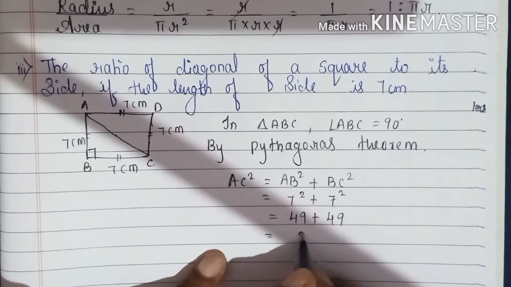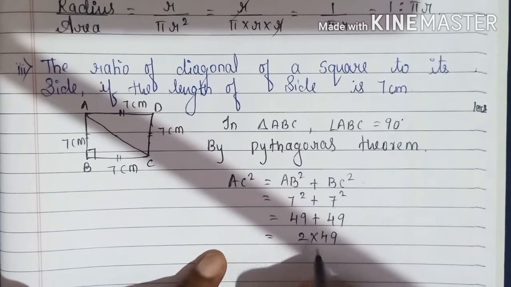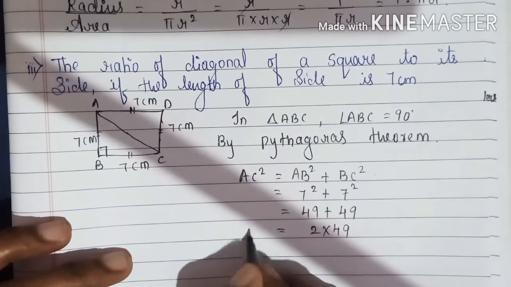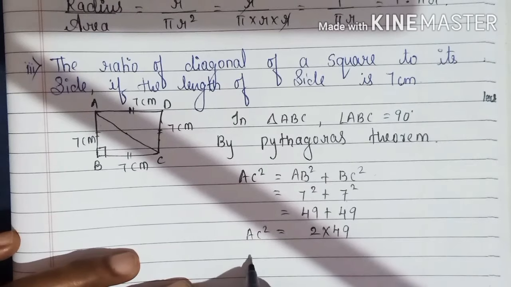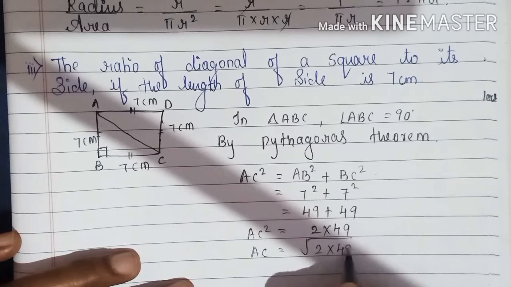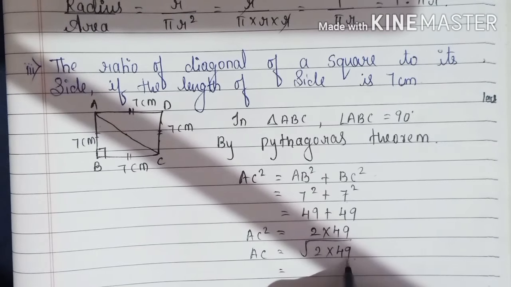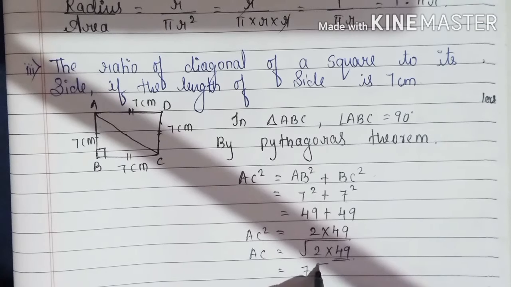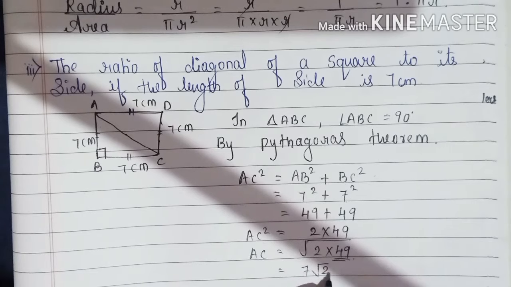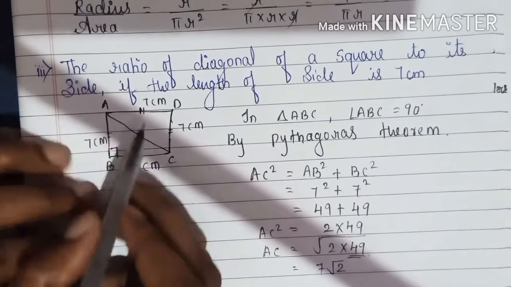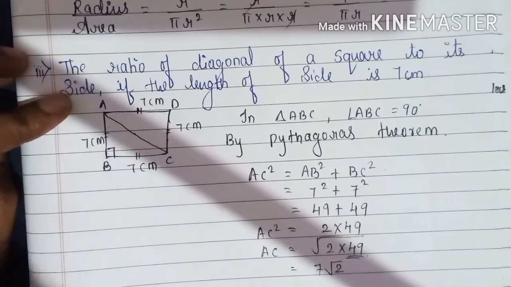This can be written as 2 into 49. This 49 is 2 times. So you can write 2 multiplied by 49. Here we have AC square. To remove this square, we will put a square root to the right hand side. If I take a square root of 49, this will be 7. We know that the square root of 49 is 7. So inside the square root 2 will be left. So the answer will be 7 root 2. So we have got the value of the length of the diagonal.